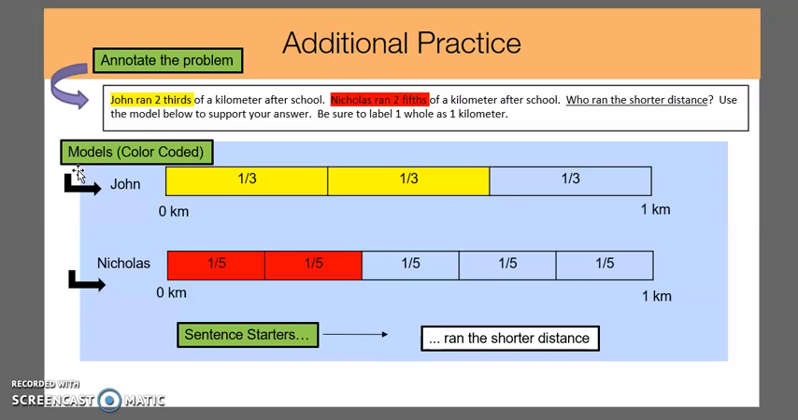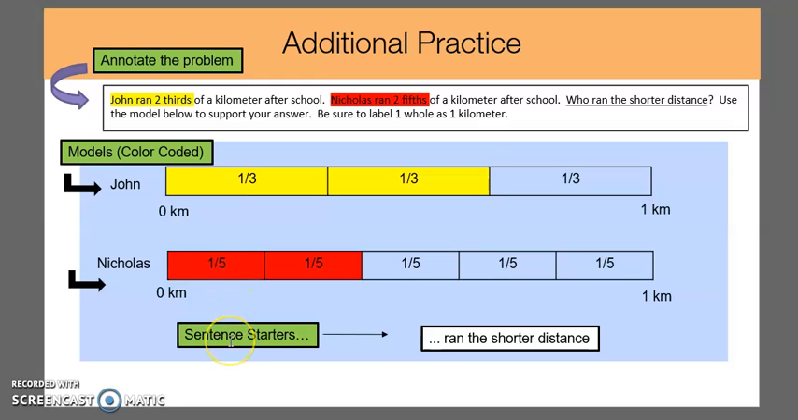Another strategy is models. Use color-coding to help us with this, just like yellow is John, red is Nicholas, and also if you notice, I labeled 1/3, 1/3, 1/3, same thing with the 1/5. This can be very helpful for students who need help with fractions, noticing how it's in equal parts.